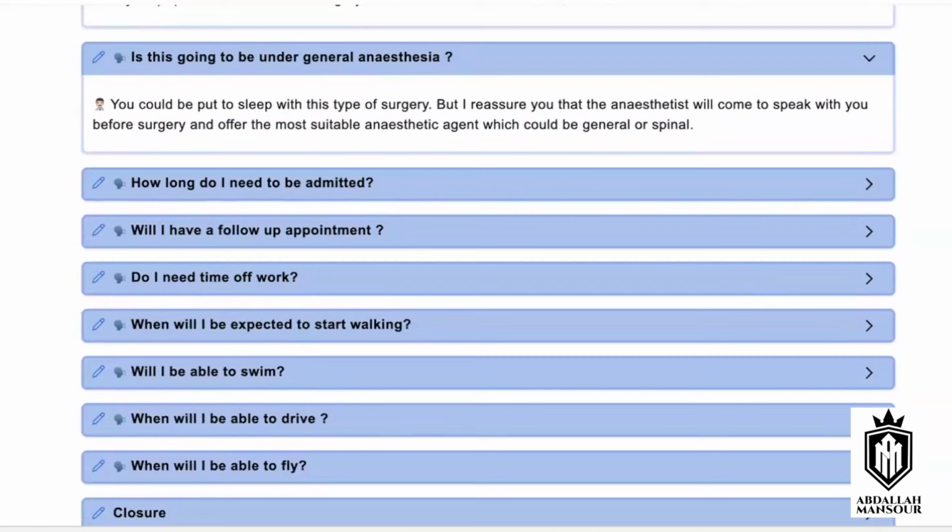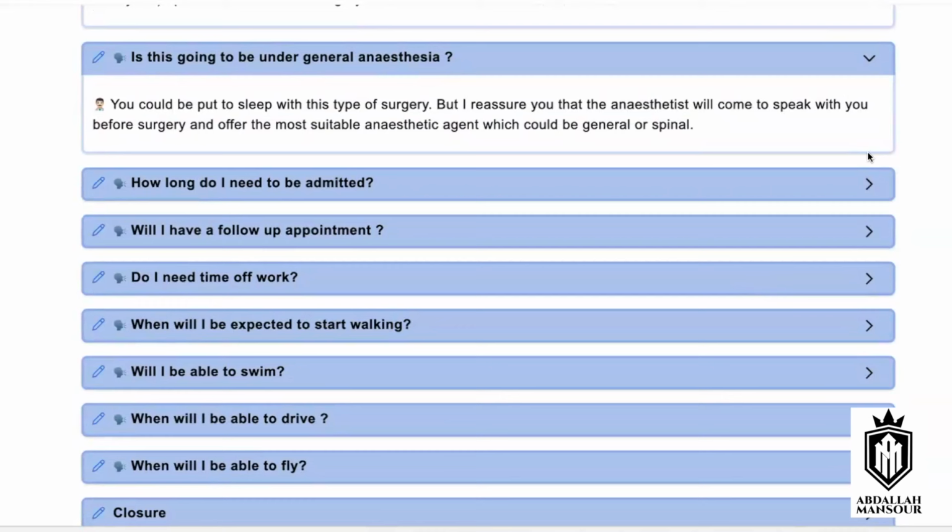And how long do I need to be an inpatient for? Sorry, I didn't understand. How long do I need to be admitted?